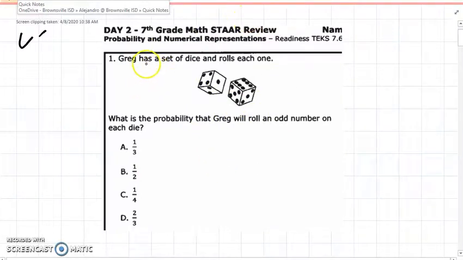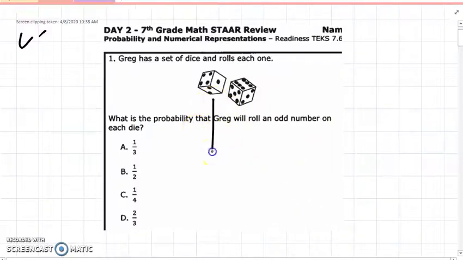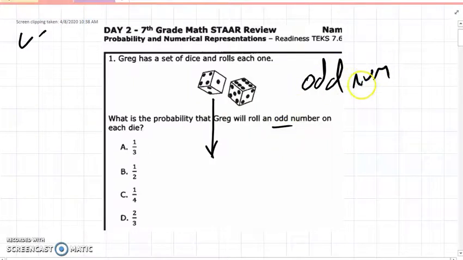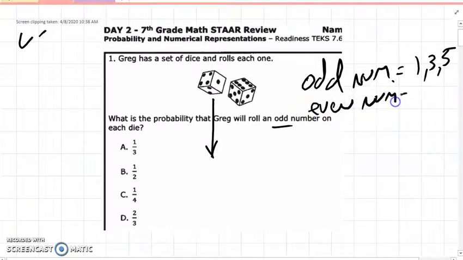It says number 1. Greg has a set of dice and rolls a coin. What is the probability that Greg will roll an odd number on each one? So remember, in this die, you have to remember how many odd numbers there are. Well, these are your odd numbers: 1, 3, 5. Your evens are 2, 4, and 6 on a 6-sided die.